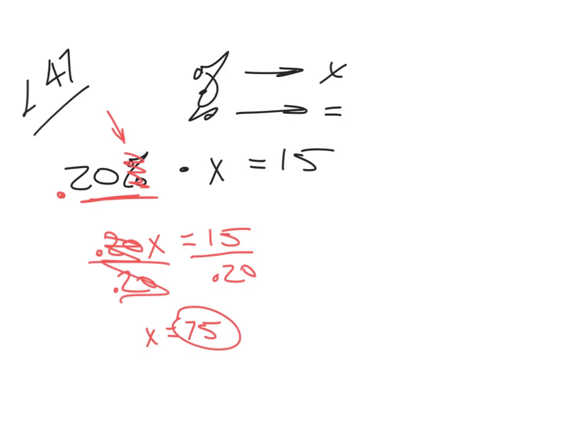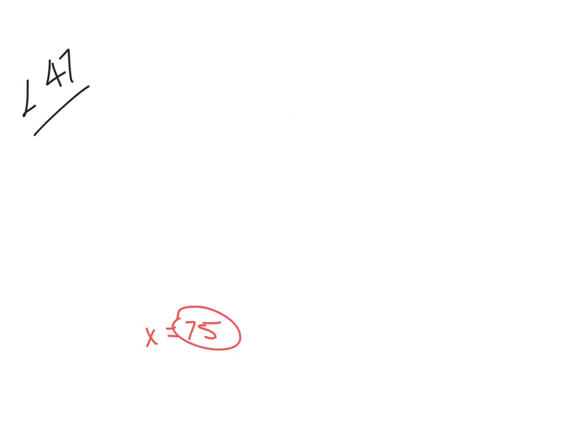So let's look and see what we have. 20% of 75 is 15. That's what this says. Alright, let's look at the next example, that's example 47.2.